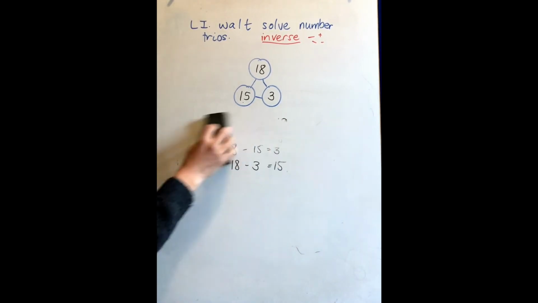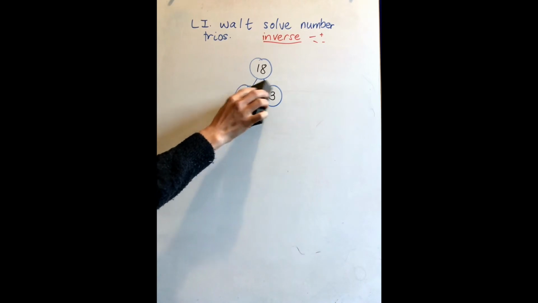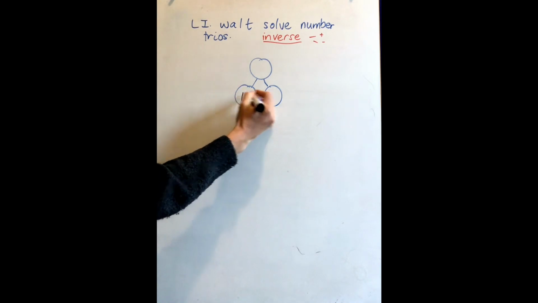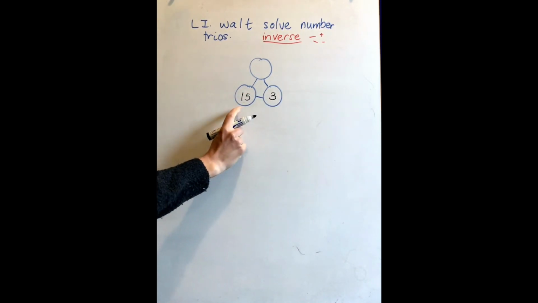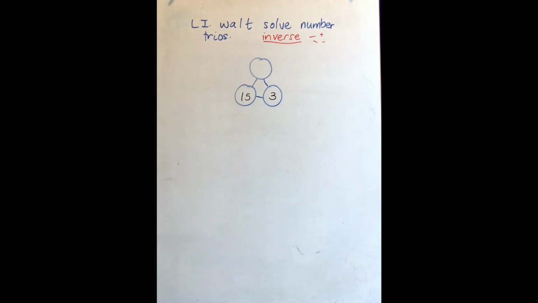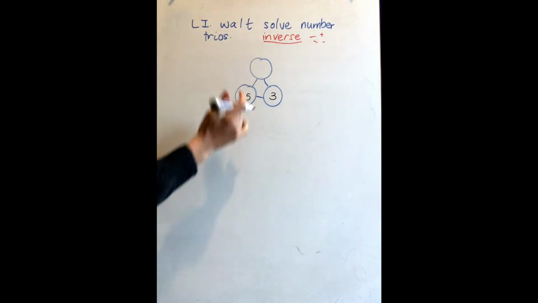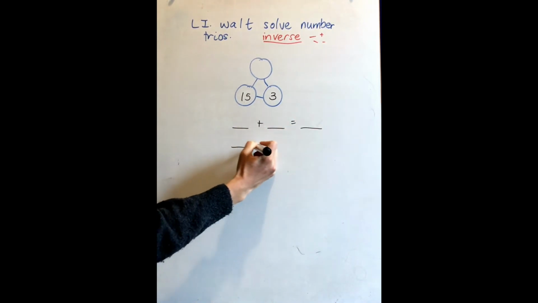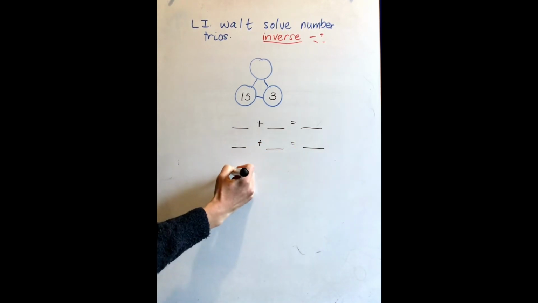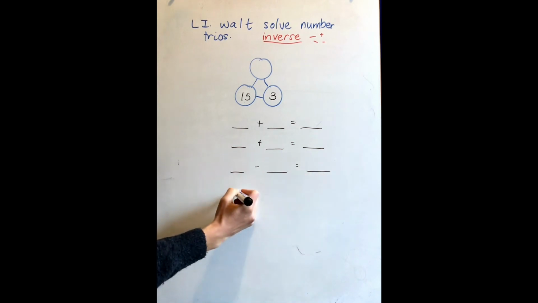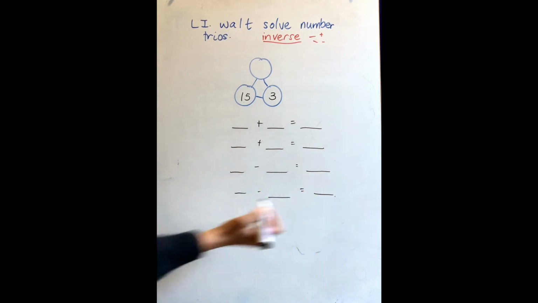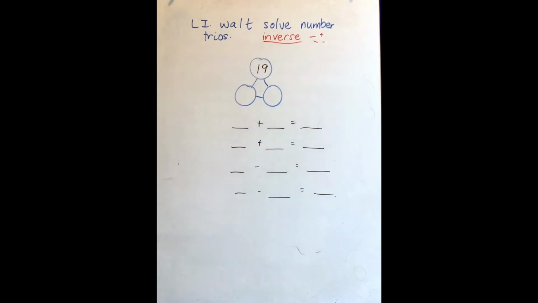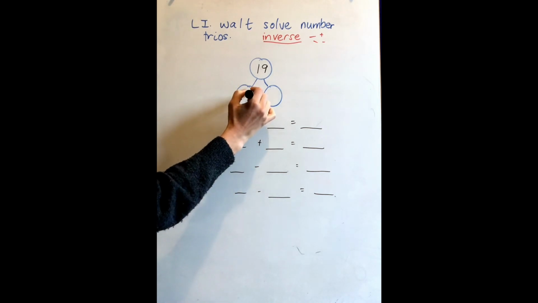Now, number trios are the easiest to solve when you have the two numbers at the bottom like we did there. We had a 15 and a 3, okay? Because all we do is add the two numbers at the bottom and we end up with our number at the top. Now, what we have here is a number plus a number equals a number at the top, and we've swapped it round. Or we've got a number take away a number equals another number, or a number take away a number equals another number.